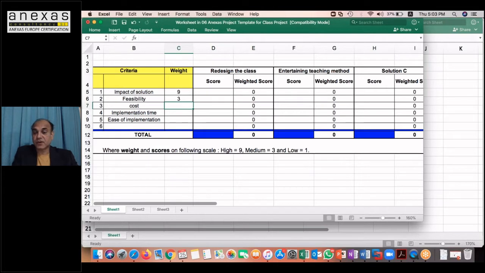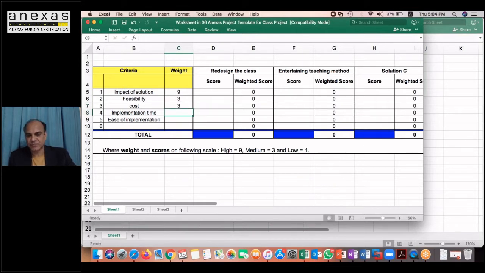Cost of implementation. Now, if you are a very rich institute, the criteria of cost will be like 1. But if you have a lack of funds, then cost is a very important criteria for making a decision. So let's say you have some funds, but not too many. You have to tell me. Do you have a lack of funds? Okay, so people are saying three.